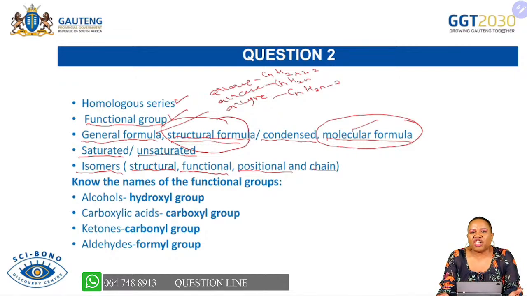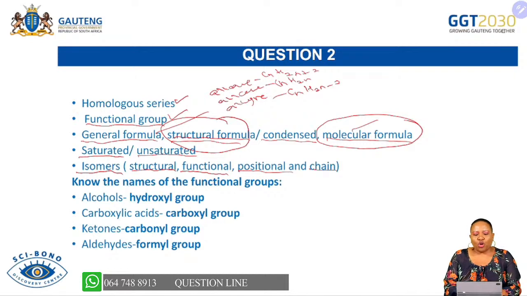Just go back and check what makes a functional isomer a functional isomer, because we look at the same molecular formula in all of them, but what makes them different is their structure in terms of the functional group. For the positional isomer, it is the position of the functional group, and for the chain isomer, the chain length: one is branched, the other is unbranched, or one is less branched. So you need to make sure that you go back and look at these isomers.